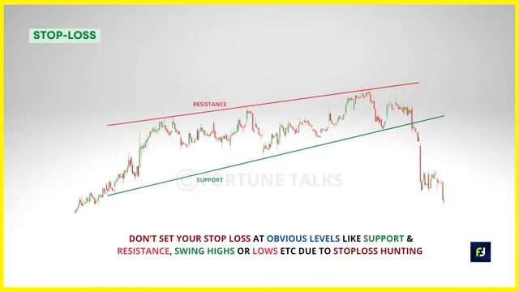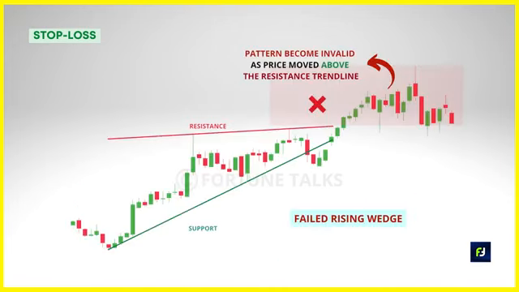Because you will get stop loss 100 easily. Because these are as obvious a level to you as it is to others, including the smart money. So how do you get a proper stop loss setup? And it's very simple. As I have mentioned over and over again, your stop loss should be at a level that, if crossed, invalidates your trading setup.